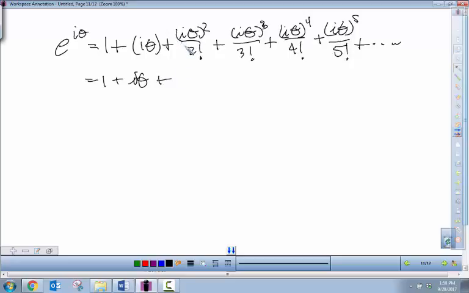When you square an imaginary number, you get negative 1, right? So this is a negative 1 theta squared over 2 factorial. Take that to the third power, it'll be negative i. i to the 4th power is what? It's actually equal to positive 1. And then multiply that by another i, it'll just be another positive i.